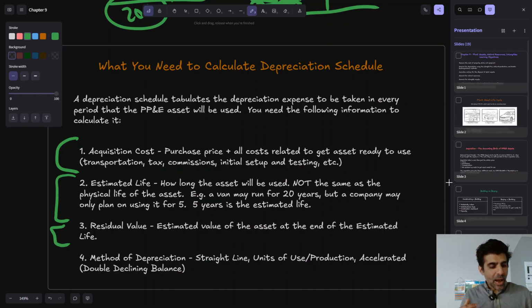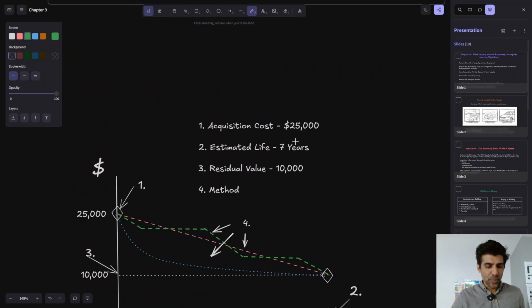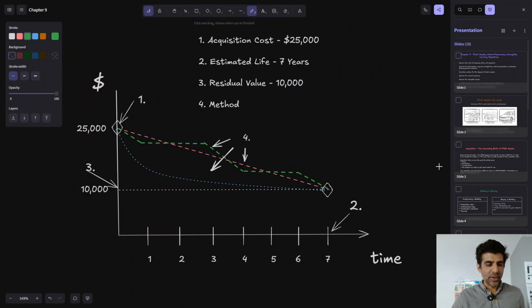And then what it's worth at the end. Okay, because again, like the chips, after 2 or 3 years, they're not going to be worth 0, right? They're going to be worth something to somebody. So we have to estimate what that's going to be. Okay, and that's called the residual value. And then the fourth is the method.